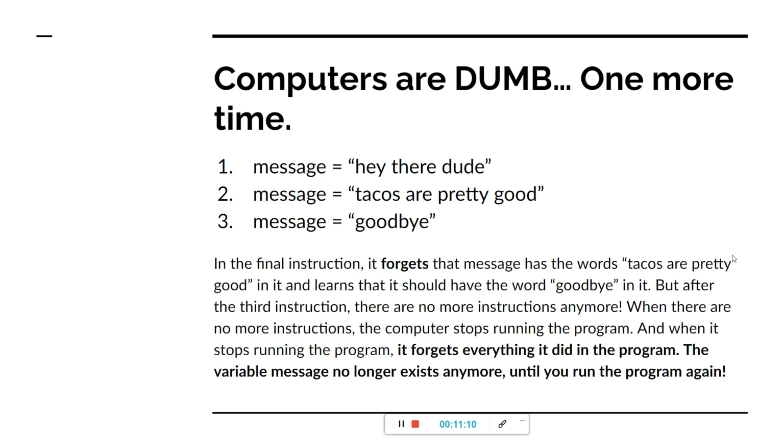In the final instruction, it forgets that message has the words tacos are pretty good in it and learns that it should have the word goodbye in it. But after the third instruction, there are no more instructions anymore. When there are no more instructions, the computer stops running the program. And when the computer stops running the program, it forgets everything it did in the program. The variable message no longer exists anymore until you run the program again.